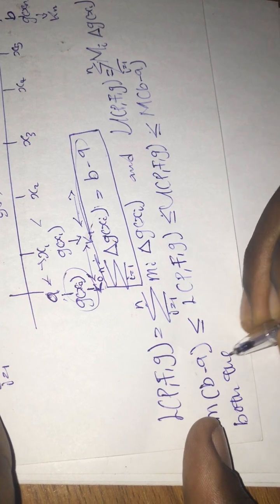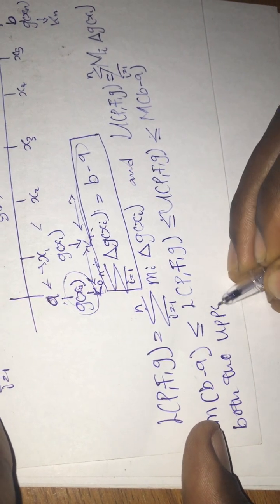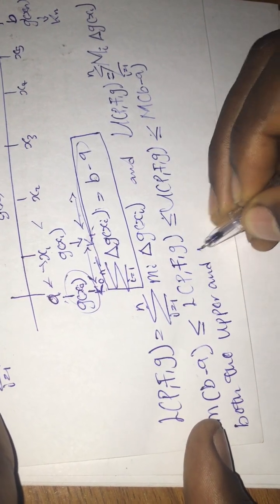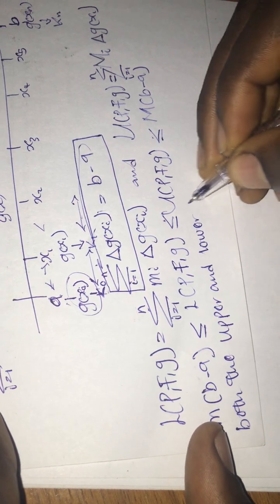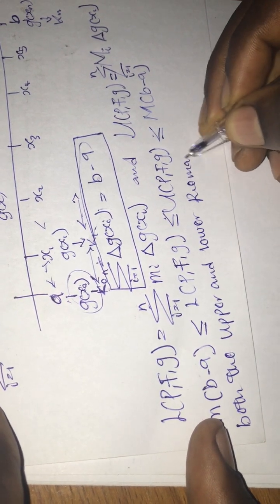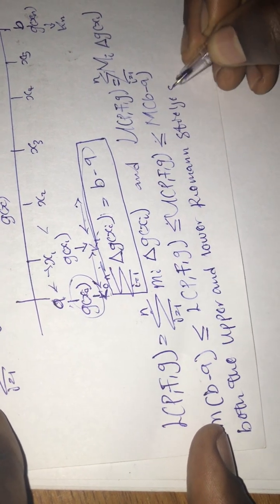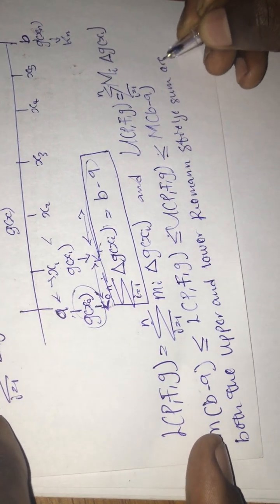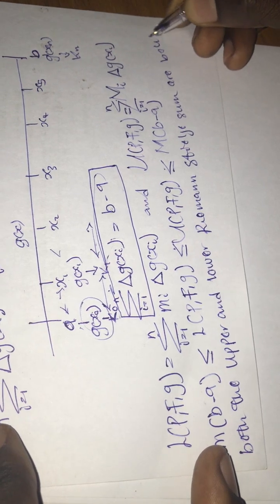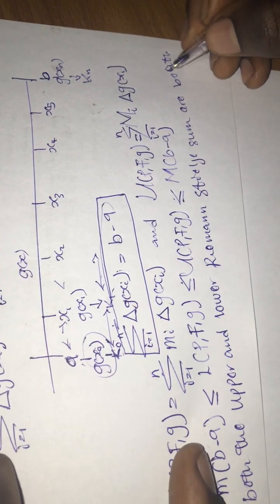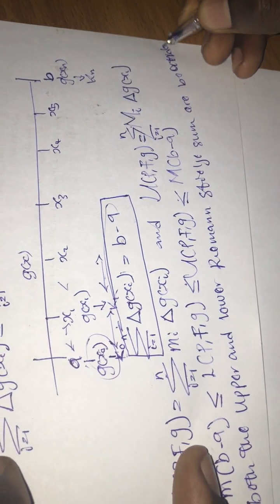Now we can see that both the upper and lower Riemann-Stieltjes sum are bounded. So you can try for the integral bounded. Thank you.